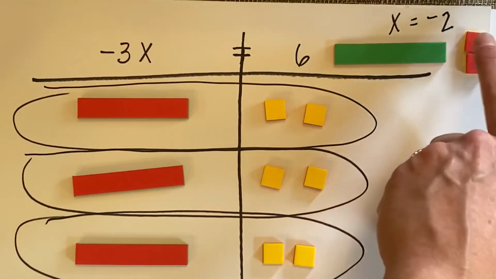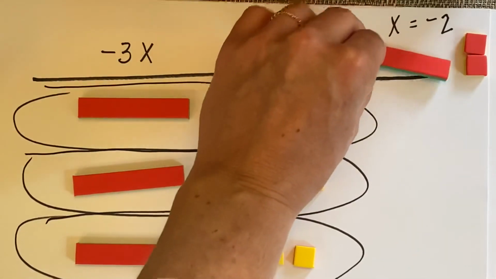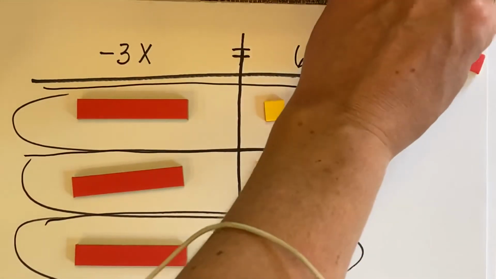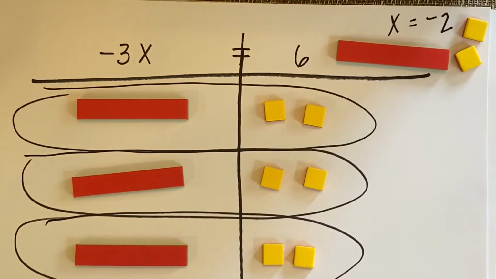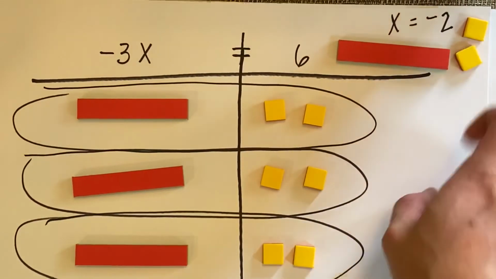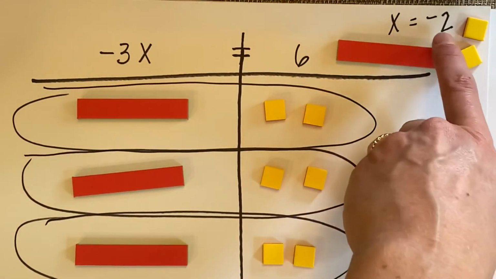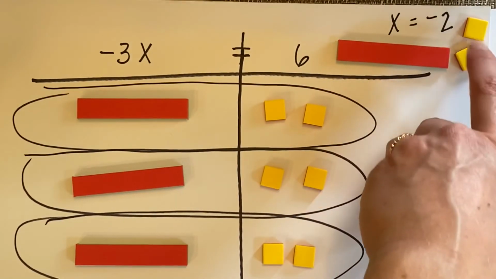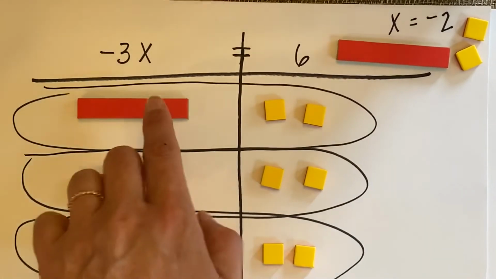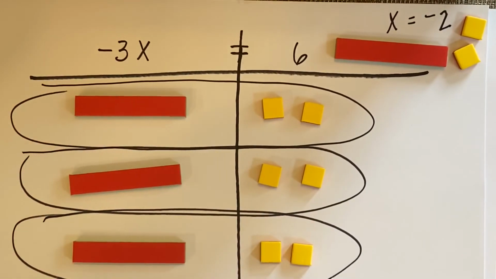If positive x is the same as negative 2, then negative x would be the same as positive 2. We applied that same principle: if I flip one of these tiles, I have to flip them all. Again, if positive x is the same as negative 2, then negative x is the same as positive 2. So for every negative x, we can substitute positive 2.